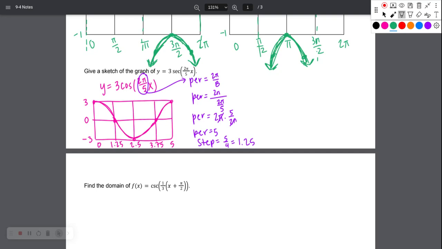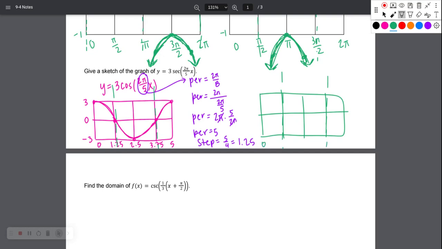The secant graph is going to reciprocate each of those points. So anytime we have a point on the midline, that had the original value of 0, that's going to turn into a vertical asymptote for secant, right? So I'll show you over here what we're graphing. That's going to turn into a vertical asymptote at the x values of 1.25 and the x value of 3.75. So this is our graph of the secant one.